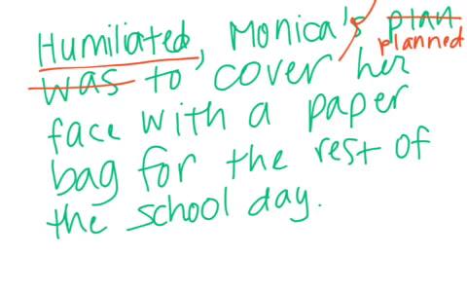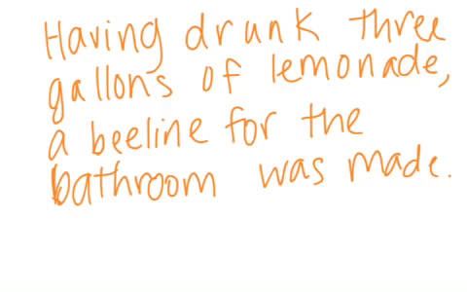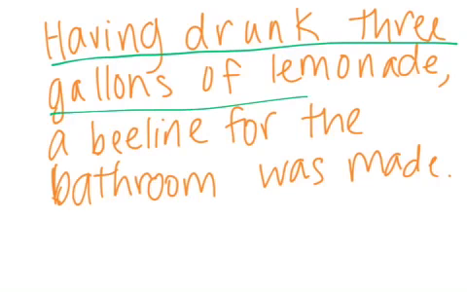Let's try another one. Having drunk 3 gallons of lemonade, a beeline for the bathroom was made. Did you notice something different about this sentence? Yes, it's written in passive voice. Did a little alarm go off in your head? Here's a dangling modifier. The phrase, having drunk 3 gallons of lemonade, doesn't modify any word or word group in the sentence.